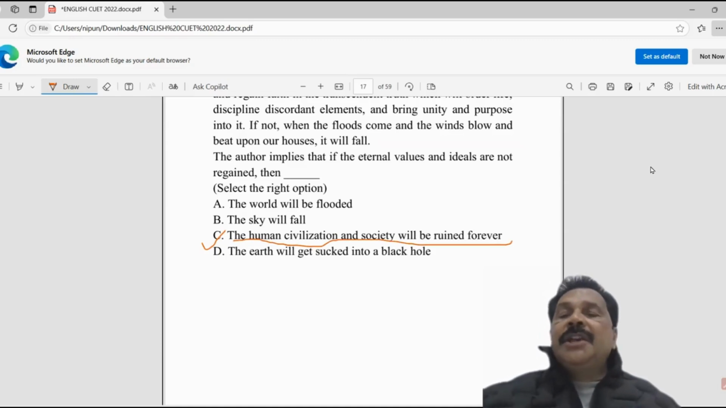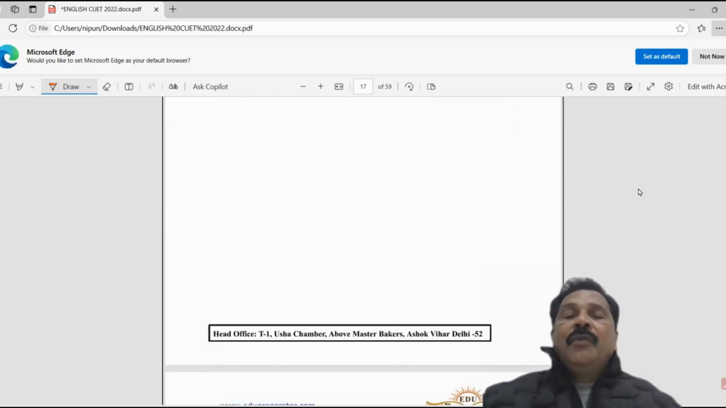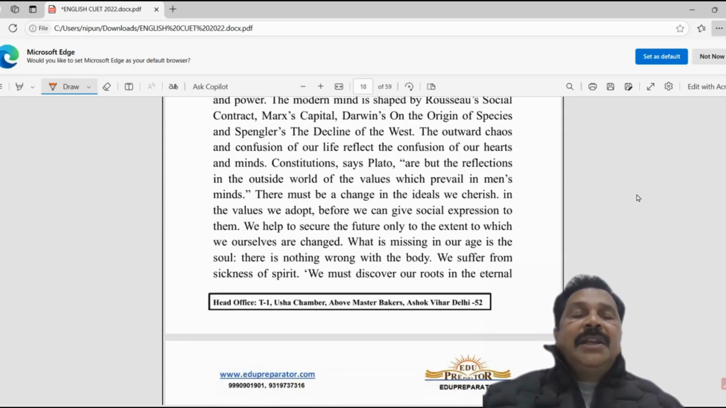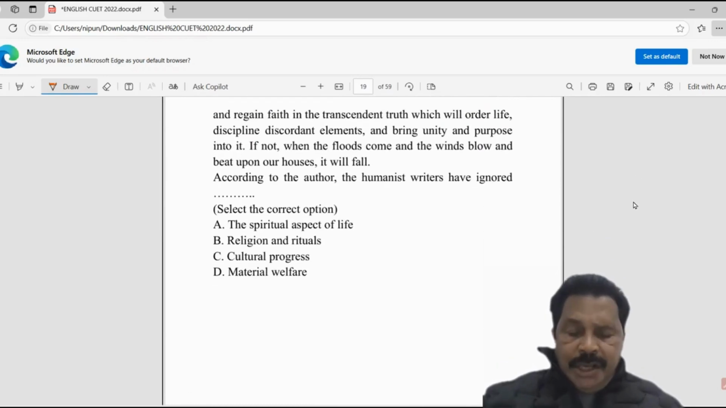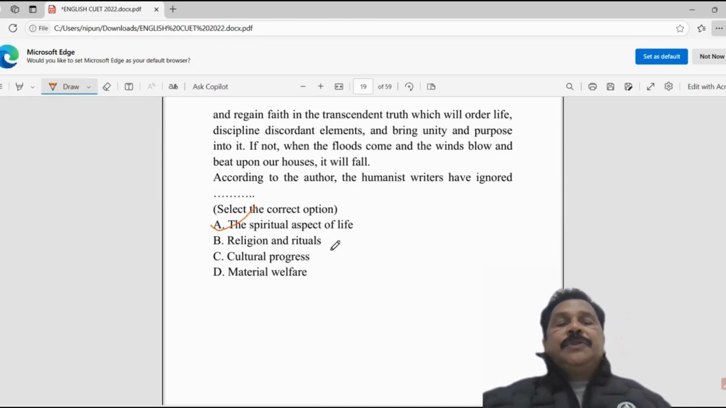The correct answer, once again, C. Human civilization and society will be ruined forever. And the second question from this passage is once again: according to the author, the humanist writers have ignored dash. Select the correct option. The spiritual aspect of life, religion and rituals, cultural progress, and material welfare. And the correct answer is A, the spiritual aspect of life.